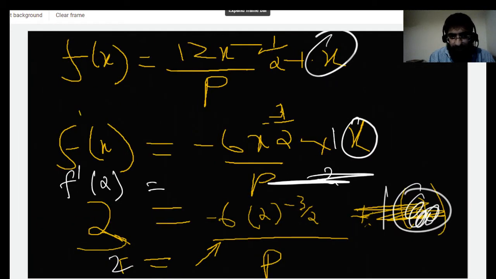So it becomes 2 is equal to minus 2. What is it? You had 3 is equal to minus 6, 2 raised to the power minus 3 by 2. I'm doing 2 by p plus 1, right? Yes. It becomes 2 on the other side, equal to minus 6, 2 raised to the power minus 3 by 2 divided by p. It becomes p is equal to minus 6 by 2 into 2 root 2.